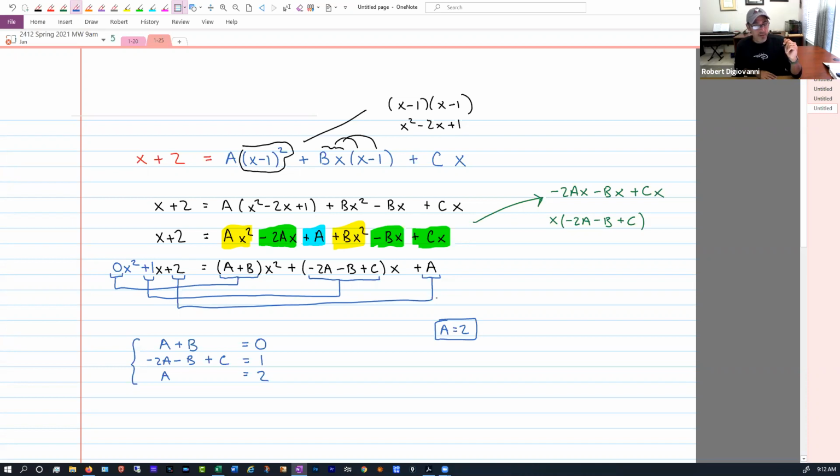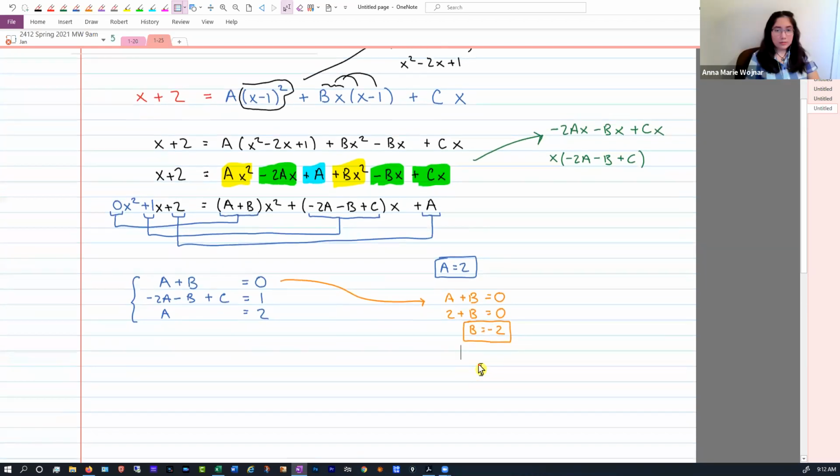Now, if we look at the first equation, a plus b has to be 0. But if we know that a is 2, then this becomes 2 plus b has to be 0. And if we subtract 2 on both sides, we'll get b is negative 2. Understand?